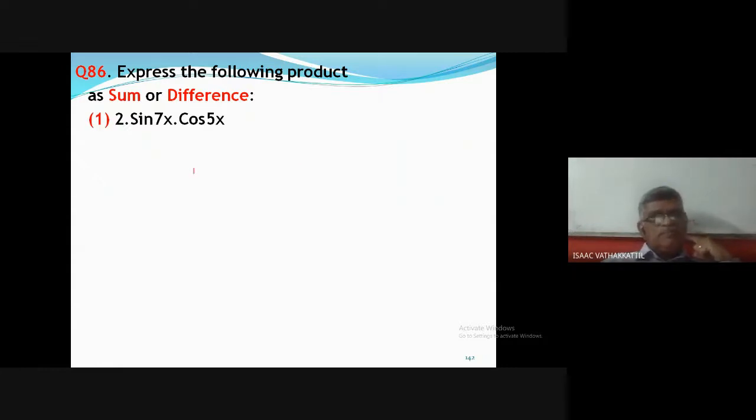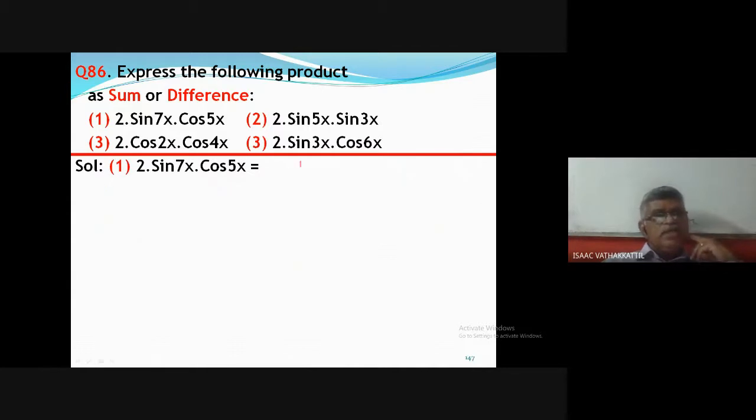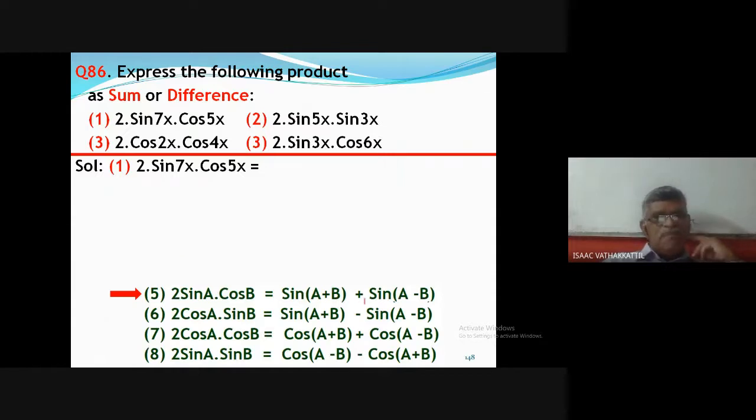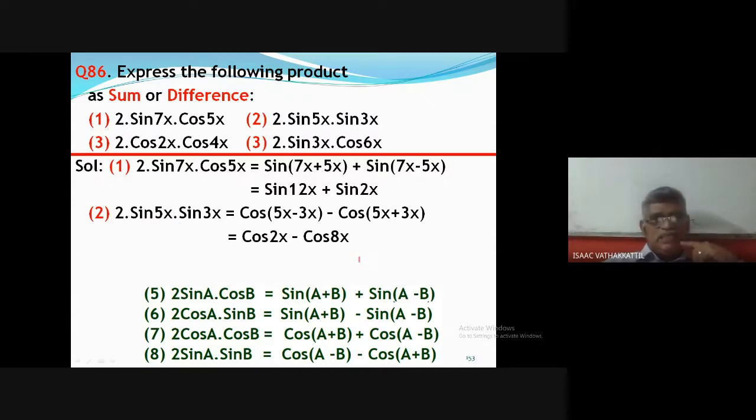2 sin 7x cos 5x, 2 sin 5x sin 3x, 2 cos 2x cos 4x, and 2 sin 3x cos 6x. Well, 2 sin A cos B is sin A plus B plus sin A minus B. So sin 12x plus sin 2x. Again, we may write sum or difference. Let us see. 2 sin A sin B is cos A minus B minus cos A plus B, so cos 2x minus cos 8x.